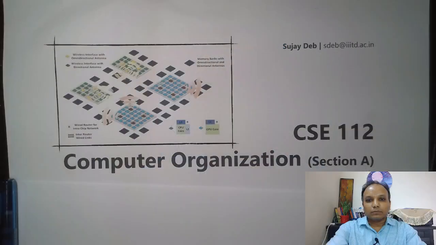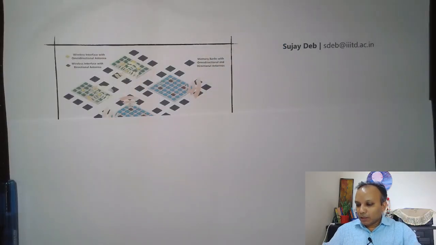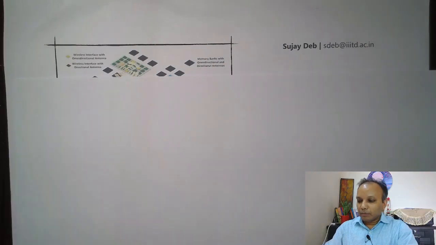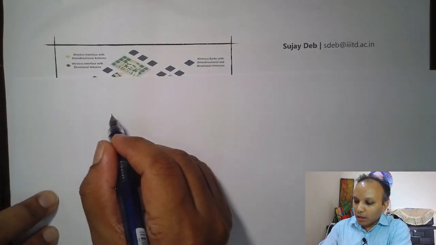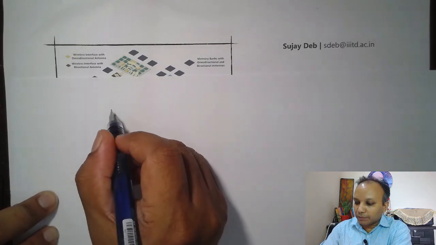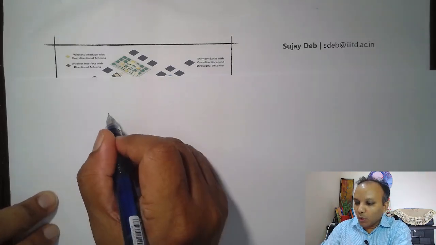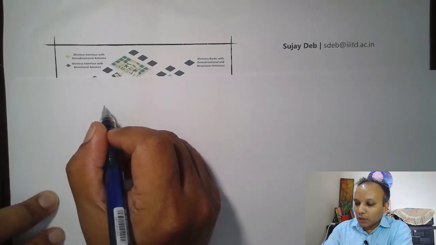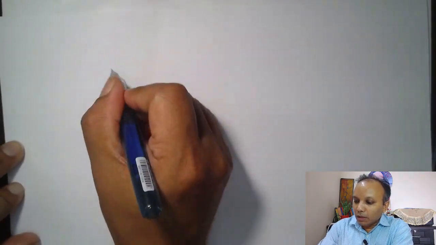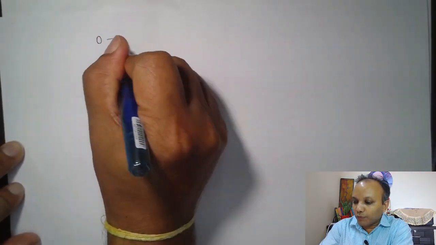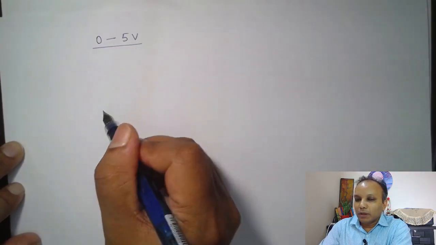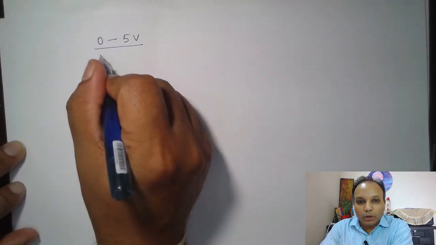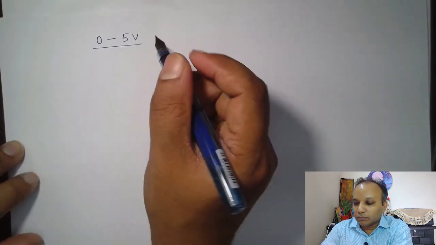Let us say we know that in our computers all these different values are represented by some level of voltage. So, if your computer is working on, let us say, a voltage range of 0 to 5 volts, then 0 is your ground and 5 volts is your VDD.